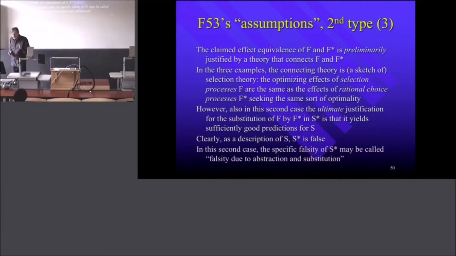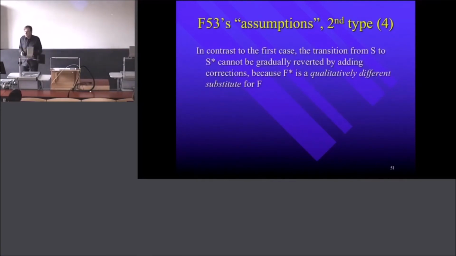Now, in the second case, the specific falsity of S star may be called falsity due to abstraction and substitution, right? You substitute something. It's a very specific falsity that Friedman discusses here, abstraction and substitution. The first one was abstraction and idealization, right? And that's the difference between idealization and substitution.